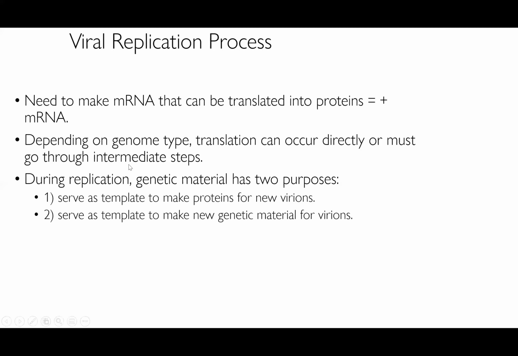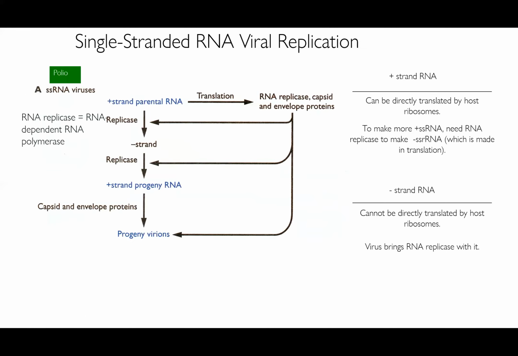But remember, during replication, the genetic material itself has two main purposes: to serve as a template to make proteins and serve as a template to make new genetic material for viruses. And so just as a way to illustrate what's going on here, we're going to talk about a single-stranded RNA virus. In this case, we're talking about polio, that disease that is sort of eradicated, but not so much because of the anti-vaccination movement. But we have this plus strand of the parental RNA.